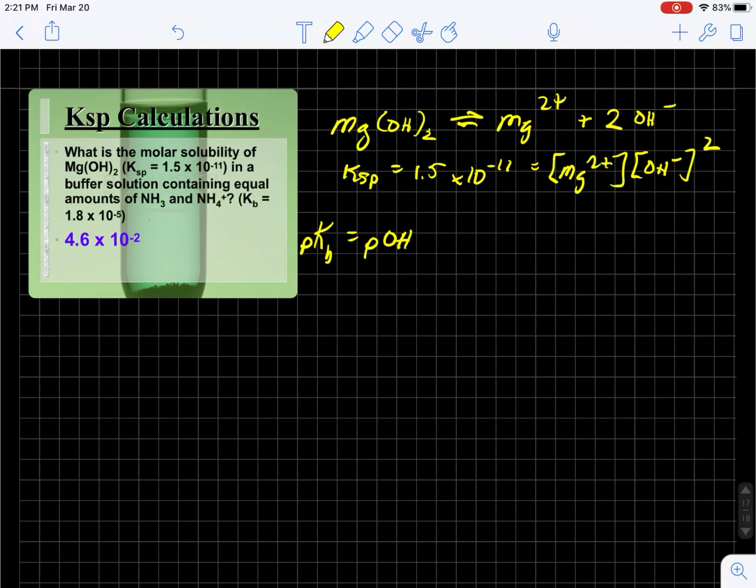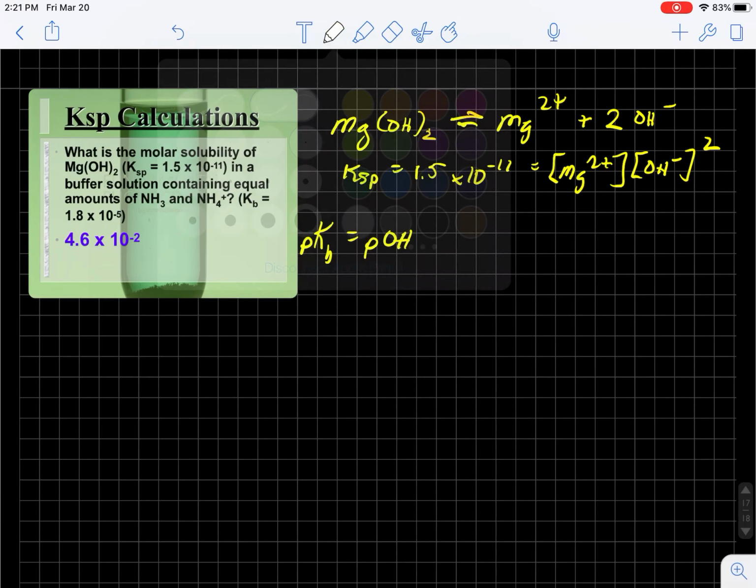Okay, slides 42 and 43. And 42 is similar to the one that we did earlier. They're giving you a 50-50 buffer. So at that point, we know pKb is equal to pOH, or pKa is equal to pH. We're dealing with a magnesium hydroxide system, so I wrote out that the magnesium hydroxide breaks up into magnesium 2+ ions. Well, nobody calls it magnesium 2, it's just magnesium, plus 2 moles of hydroxide. And I wrote out the KSP, magnesium 2+ times hydroxide squared.